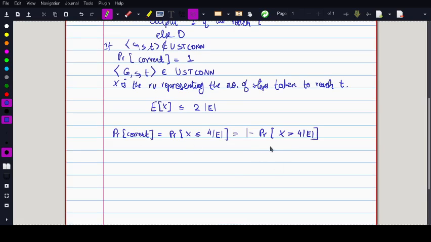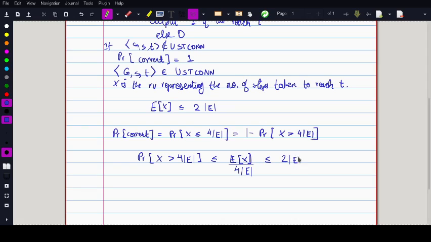Now we use Markov's inequality. We can use Markov's inequality because x only takes positive values by the way that we have defined it. So we have that this thing will be less than or equal to the expectation of x divided by 4 times mod e. And the mean of x, as we saw, would be less than or equal to 2 times mod e, and so you have this.